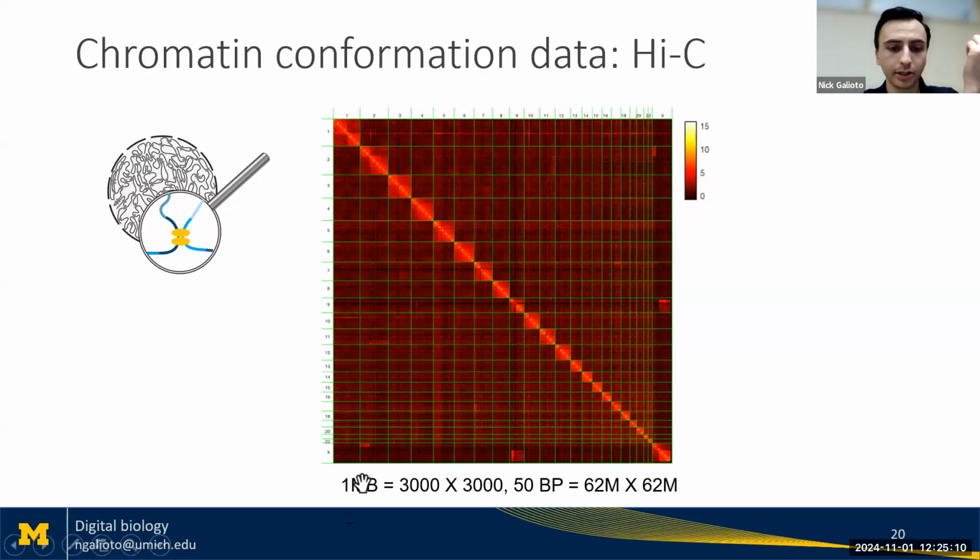So here, down here, we have 1 megabase. The base is like one pair of nucleotides. That would be a 3000 by 3000 matrix. But if you have a very fine resolution of 50 base pairs, then the matrix becomes extremely large, 62 million by 62 million. So the data that we work with can be extremely high dimensional and be very well suited for machine learning.